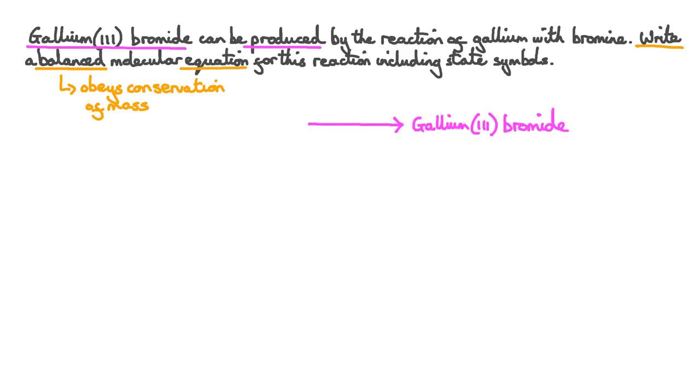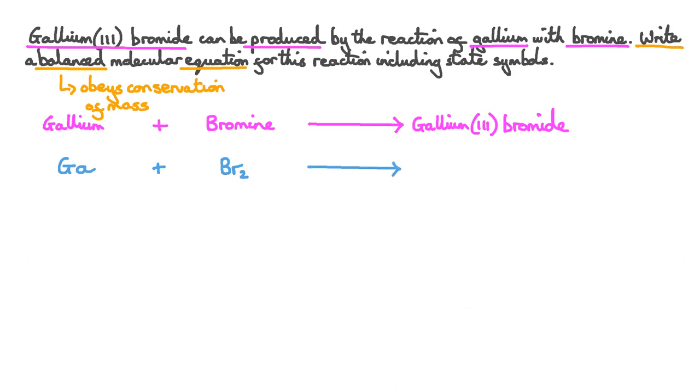Now we just need the reactants. We are told in the question that these are gallium and bromine. The chemical symbol for gallium is Ga. It can be found on the periodic table just below aluminum. The symbol for bromine is Br. However, don't forget that bromine exists as a diatomic, so this is really Br2.